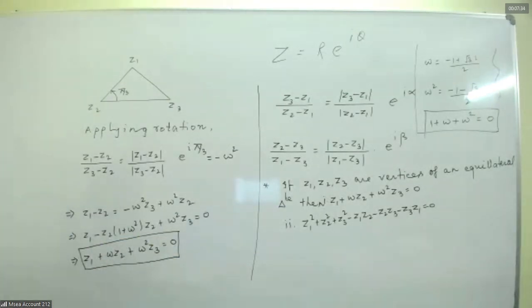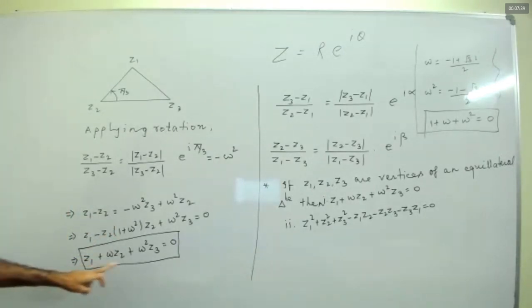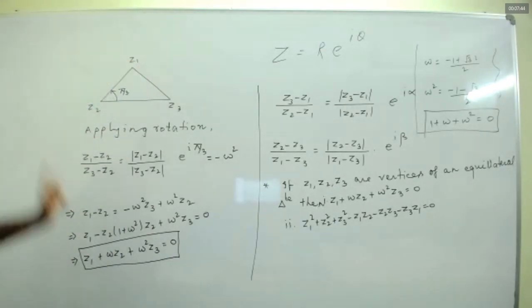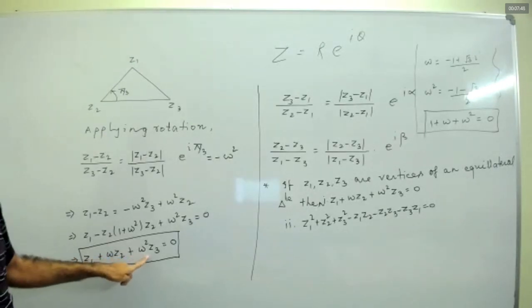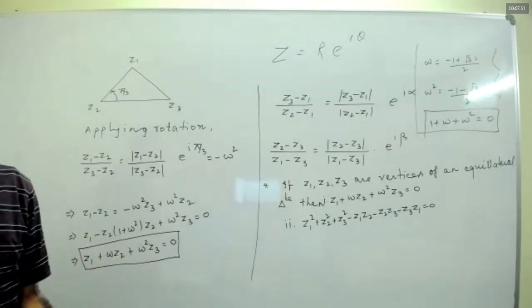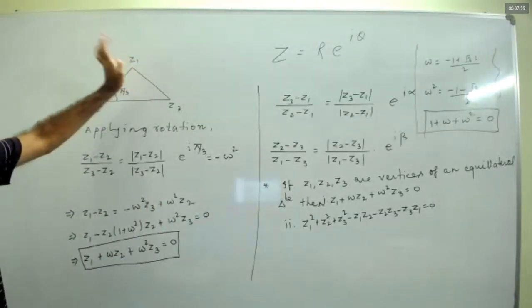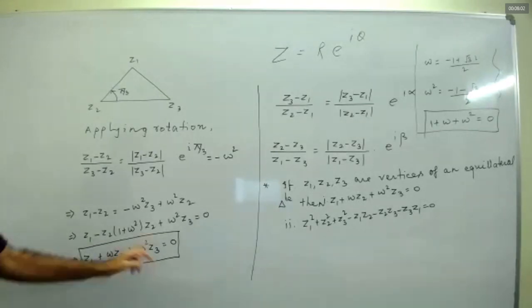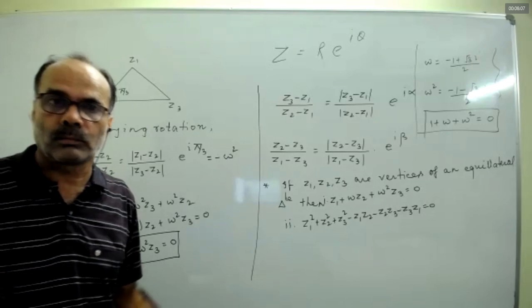Okay. If Z1, Z2, Z3 are vertices of an equilateral triangle, then this result will hold. If you apply rotation about some other angle, you may get Z1 plus omega Z3 plus omega square Z2. That is also true. If you apply rotation here or here, in place of Z2 it will be Z3, and in place of Z3 it will be Z2, an interchange. That result is also true.